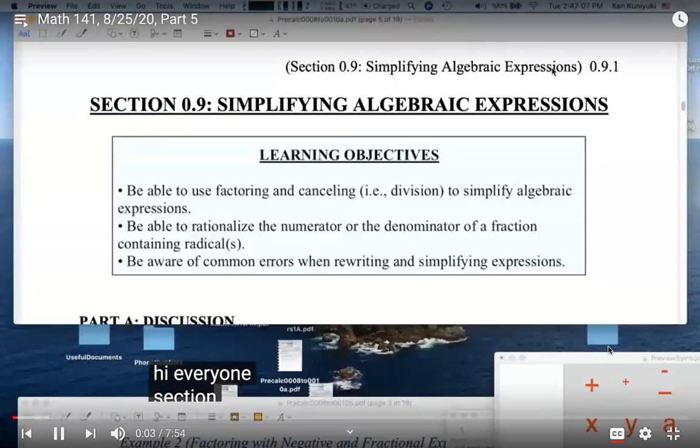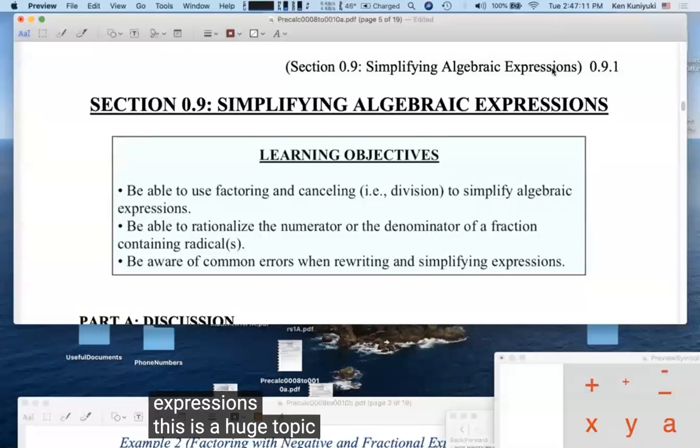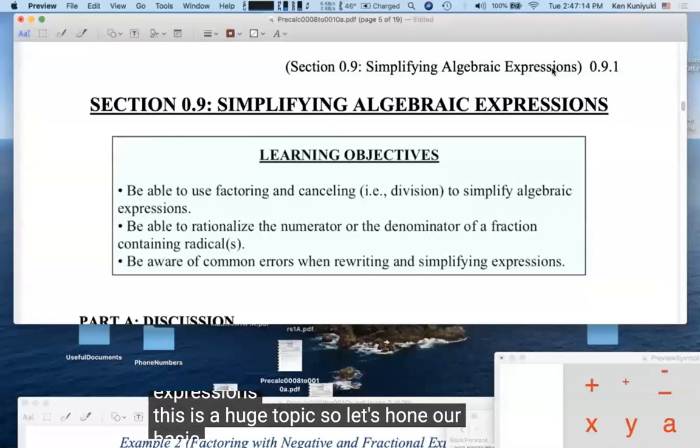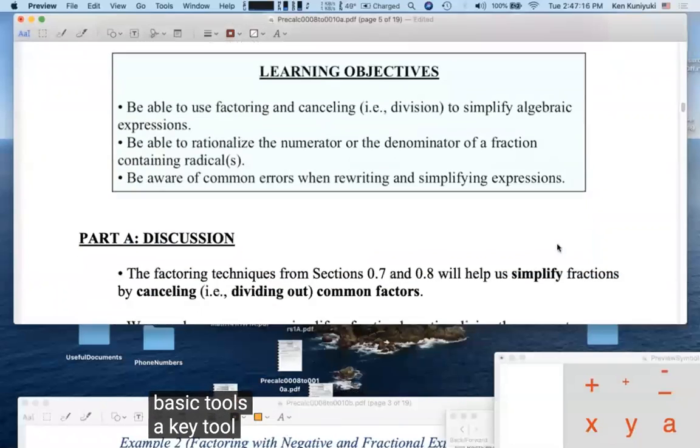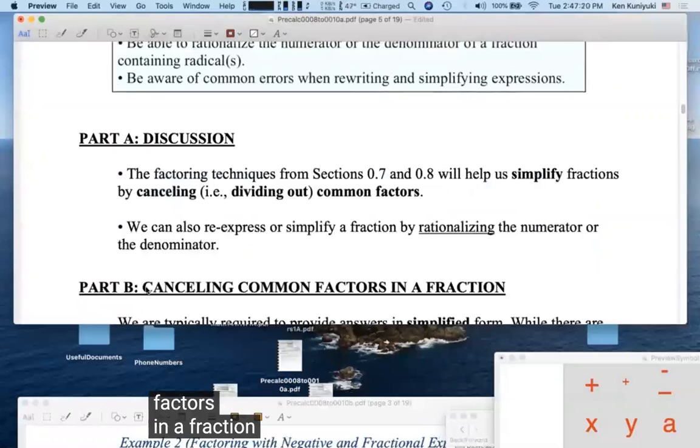Hi, everyone. Section 0.9 on simplifying algebraic expressions. This is a huge topic. So let's hone our basic tools. A key tool being canceling common factors in a fraction. Very important.